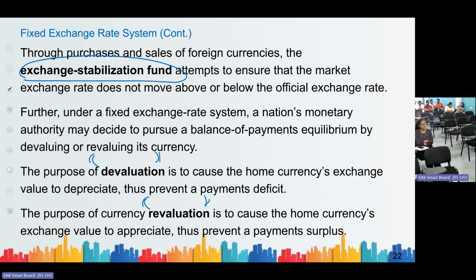Devaluation is similar to depreciation. We purposefully reduce the price of the domestic currency. That is called devaluation. If the monetary authority purposefully increases the value of the local currency, that is called revaluation. So they are counterparts of depreciation and appreciation in a floating exchange rate. Depreciation and appreciation are the two terms we use in a floating exchange rate system. Devaluation and revaluation are the two terms we use in a fixed exchange rate system.